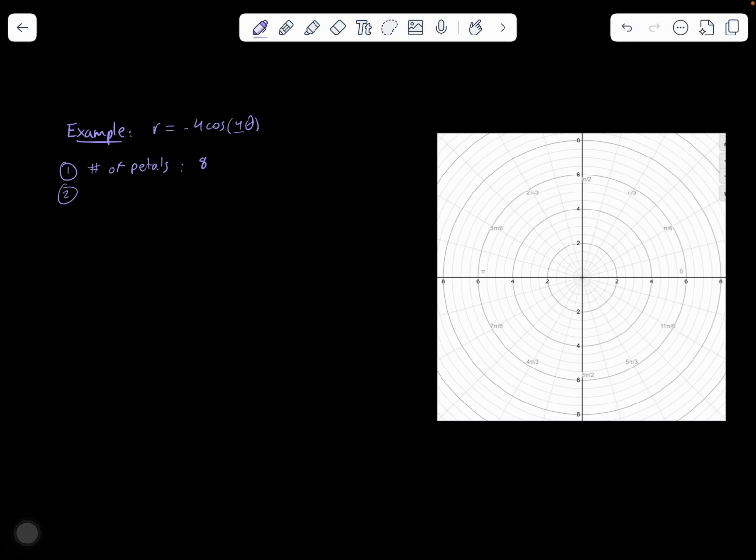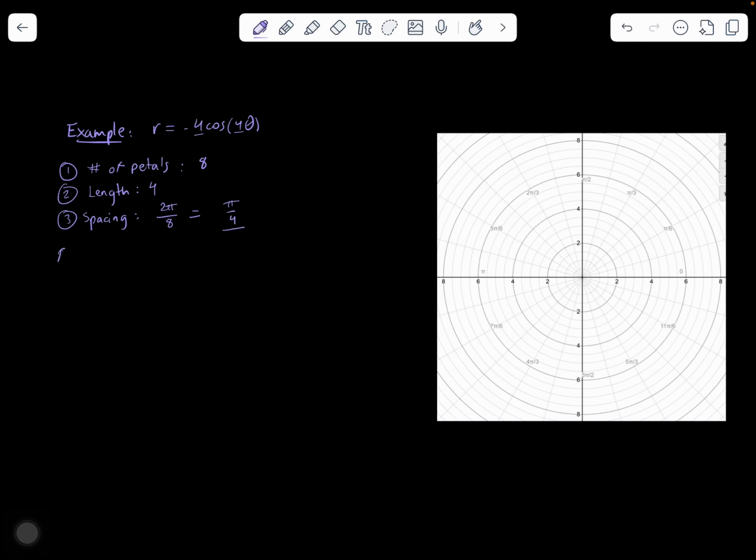Second step is going to be the length of the petals, which is just going to be our a value, just here, it's going to be 4. Third, we want to find the spacing. The spacing is going to be 2 pi over the number of petals, which is 8, which simplifies to pi over 4.